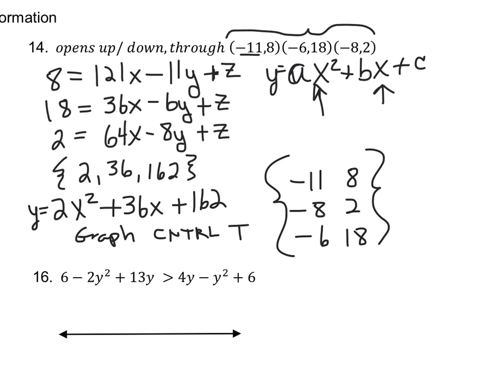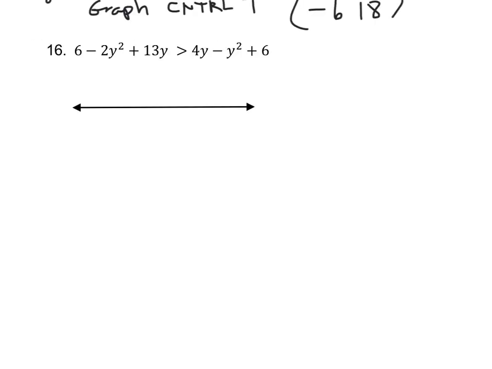Okay, and that's it. All right, for problem 16, we are solving this quadratic inequality, and then we're going to graph it on the number line. The first thing you want to do is set your equation to one side of the inequality and put a 0 on the other side. Then we're going to solve by factoring, and then graph the solution.